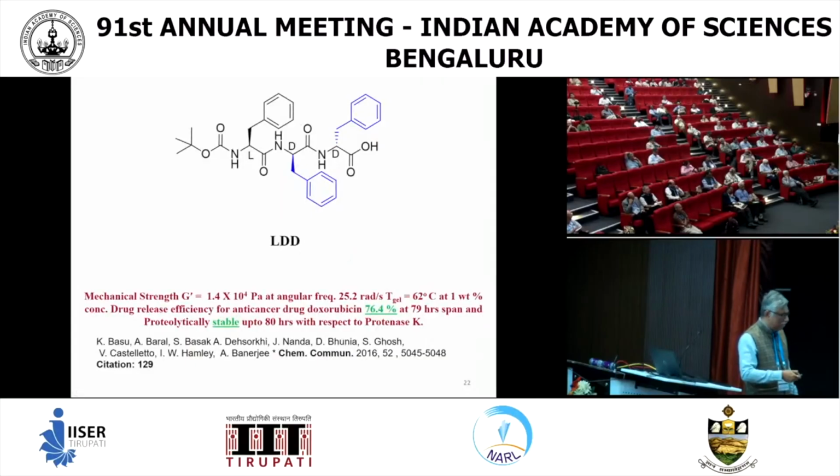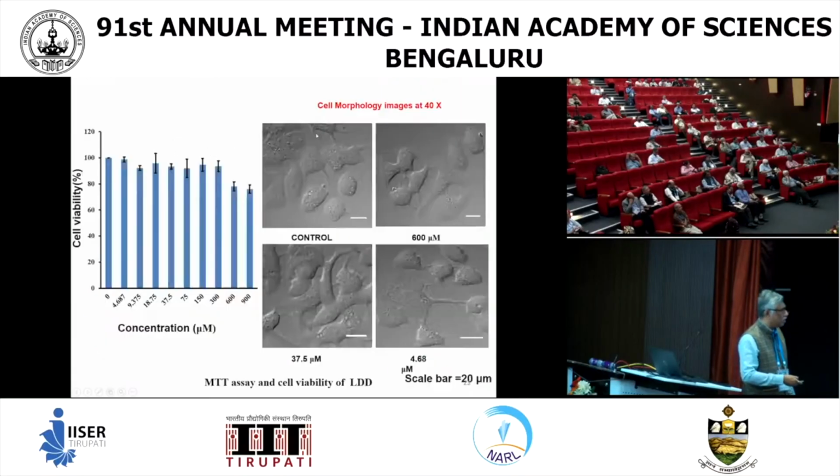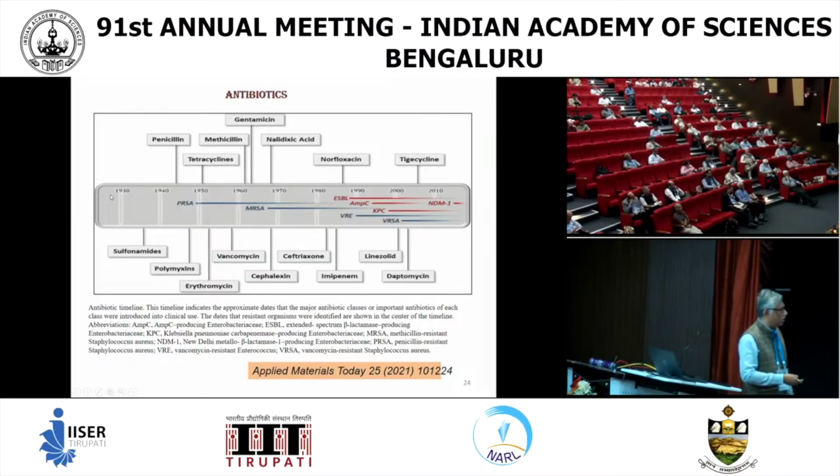And now we have come up with the magic molecule, LDD, which shows very good stability, and the gel melting temperature is also good, 62 degrees centigrade. Doxorubicin release is 76.4%, and it is proteolytically stable up to 80 hours against proteinase K and chymotrypsin. The MTT assay also shows good stability. See, this is the minimum gelation concentration. We have used much more than that. It also shows a good cell viability assay.